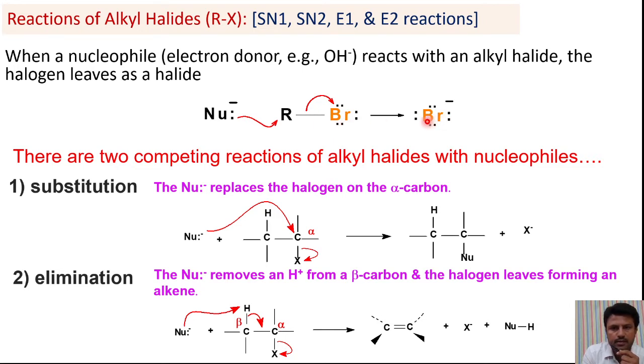So in this scenario, two reactions can take place. One is the substitution reaction, the second one is the elimination reaction. In a substitution reaction, one nucleophile replaces another nucleophile. Here the halide ion is replaced by the incoming nucleophile. Whereas in elimination reactions, when the nucleophile approaches the alkyl halide, it will grab a proton from the beta carbon. Simultaneously the halide ion from the alpha carbon will leave and form an olefin.